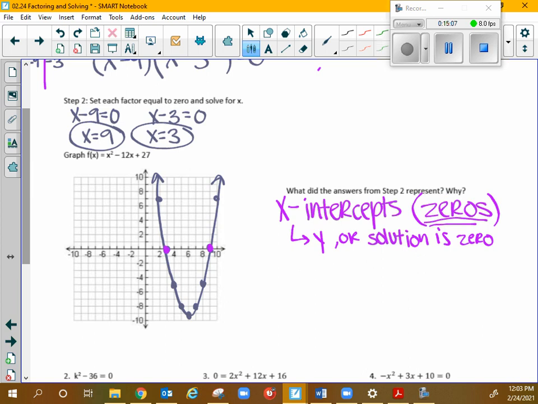The solution is 0. When we first started on the back of this page, what note did you write at the top? Has to be set equal to 0, because what you're solving for are the x-intercepts, the zeros. So if it's not set equal to 0, you're not finding zeros. And that's what we're trying to find with x-intercepts.